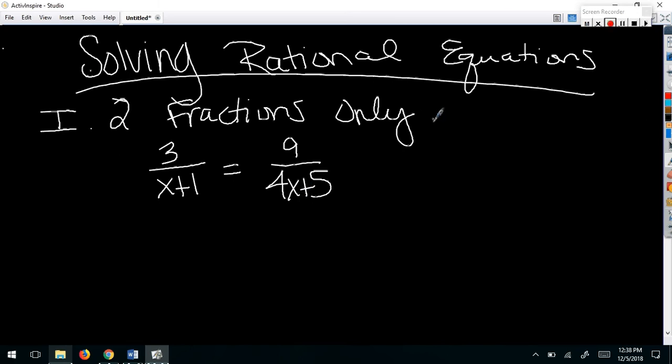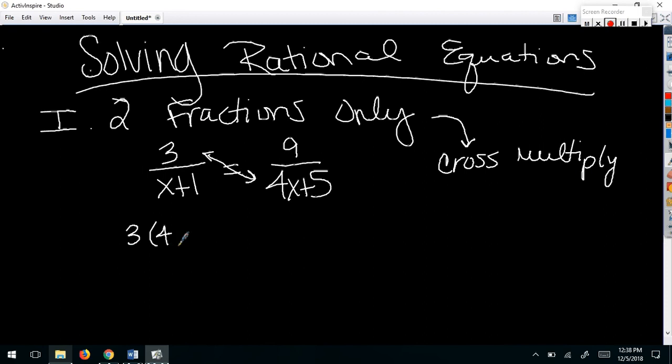All right. 2 fractions only set equal to each other. There is nothing else. What we can do is we can cross multiply to solve. Students always want to cross multiply if it's equals. If you're adding or you're subtracting or anything like that, you do not cross multiply. You only cross multiply when it's equal.